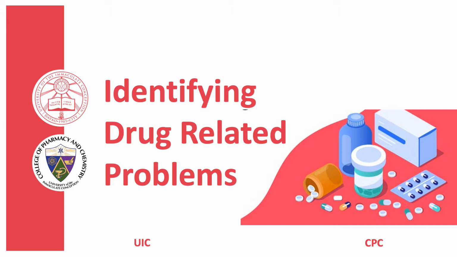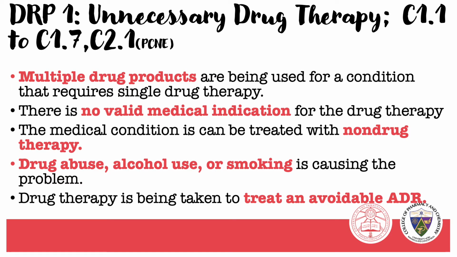The codes in the causes domains are used in the merging of DRPs categories from the two resources. Starting from this section onwards, please refer to the codes from the PCNE version for descriptions. The first DRP is on unnecessary drug therapy. It has the same thoughts as codes C1.1 to C1.7 and C2.1.